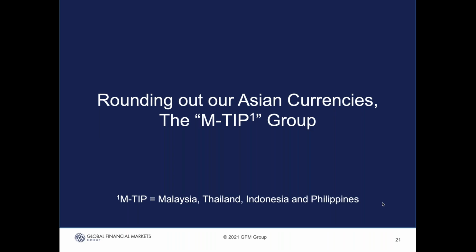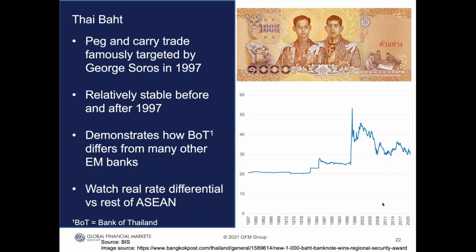So now let's talk about the final group of 4 currencies, the MTIP group. MTIP, again, is an acronym for Malaysia, Thailand, Indonesia, and the Philippines. First, I'm going to talk about the Thai baht. Even though it's not the first alphabetically, I'm going to talk about it because it's a relatively stable currency of all of the, what you might even consider emerging market currencies here.